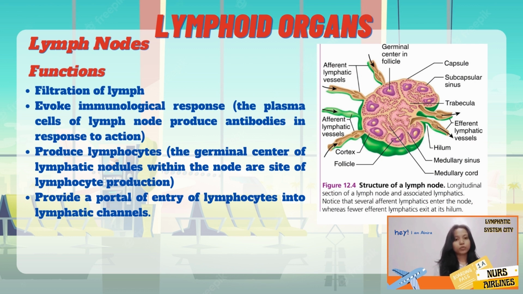So essentially, lymph nodes' functions are filtration, as it filters lymph; immunity response, as it produces lymphocytes in the germinal centers and at the same time produces antibodies by the plasma cells; and it also serves as a portal of entry for lymphocytes into lymphatic channels.